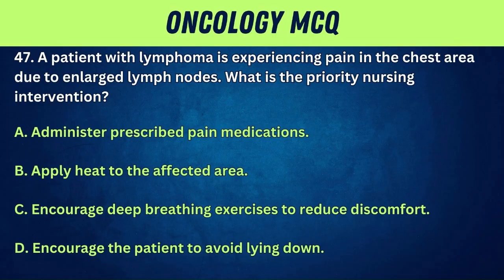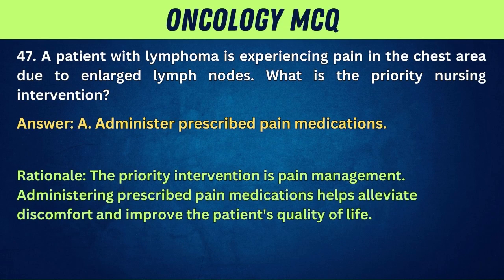What is the priority nursing intervention? A. Administer prescribed pain medications. B. Apply heat to the affected area. C. Encourage deep breathing exercises to reduce discomfort. D. Encourage the patient to avoid lying down. Answer: A. Administer prescribed pain medications. Rationale: the priority intervention is pain management. Administering prescribed pain medications helps alleviate discomfort and improve the patient's quality of life.